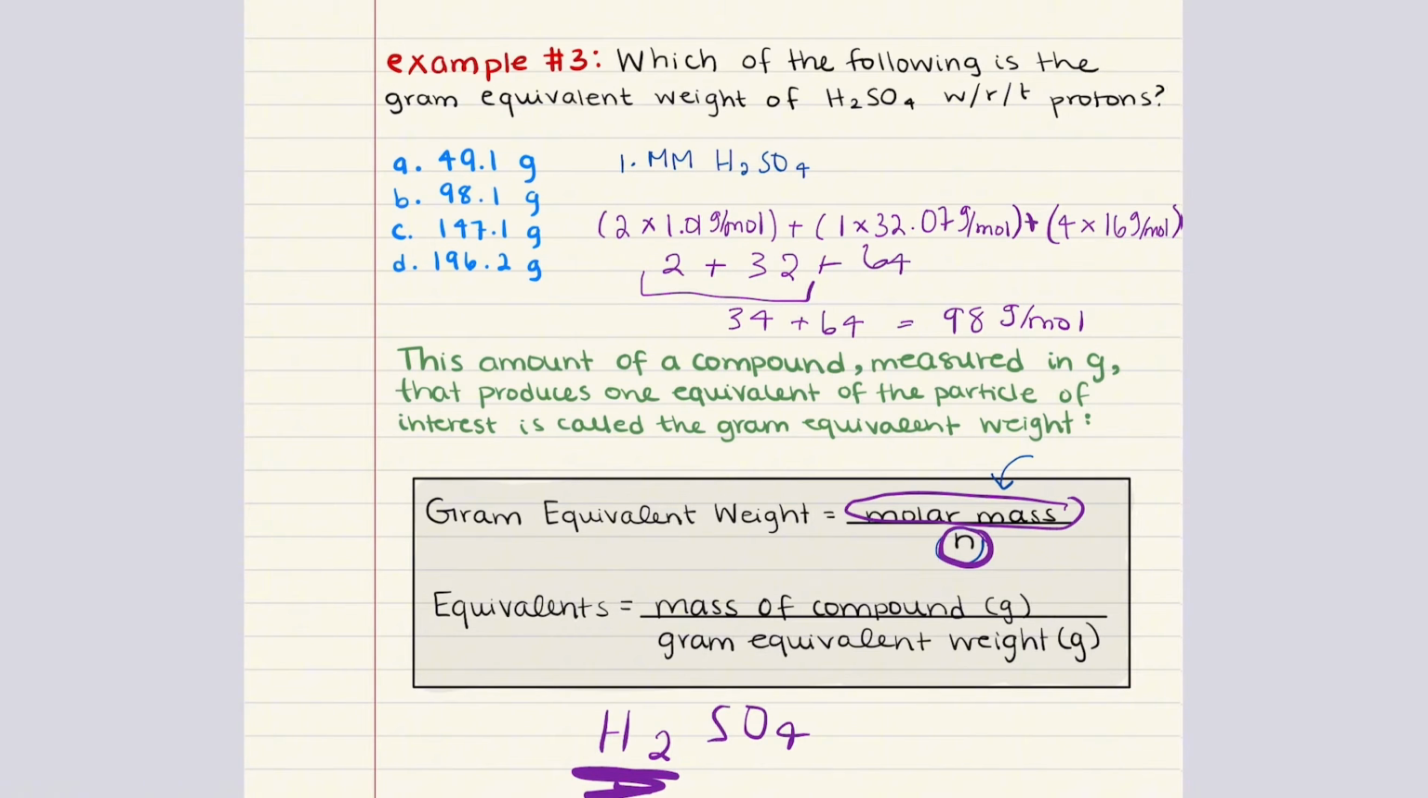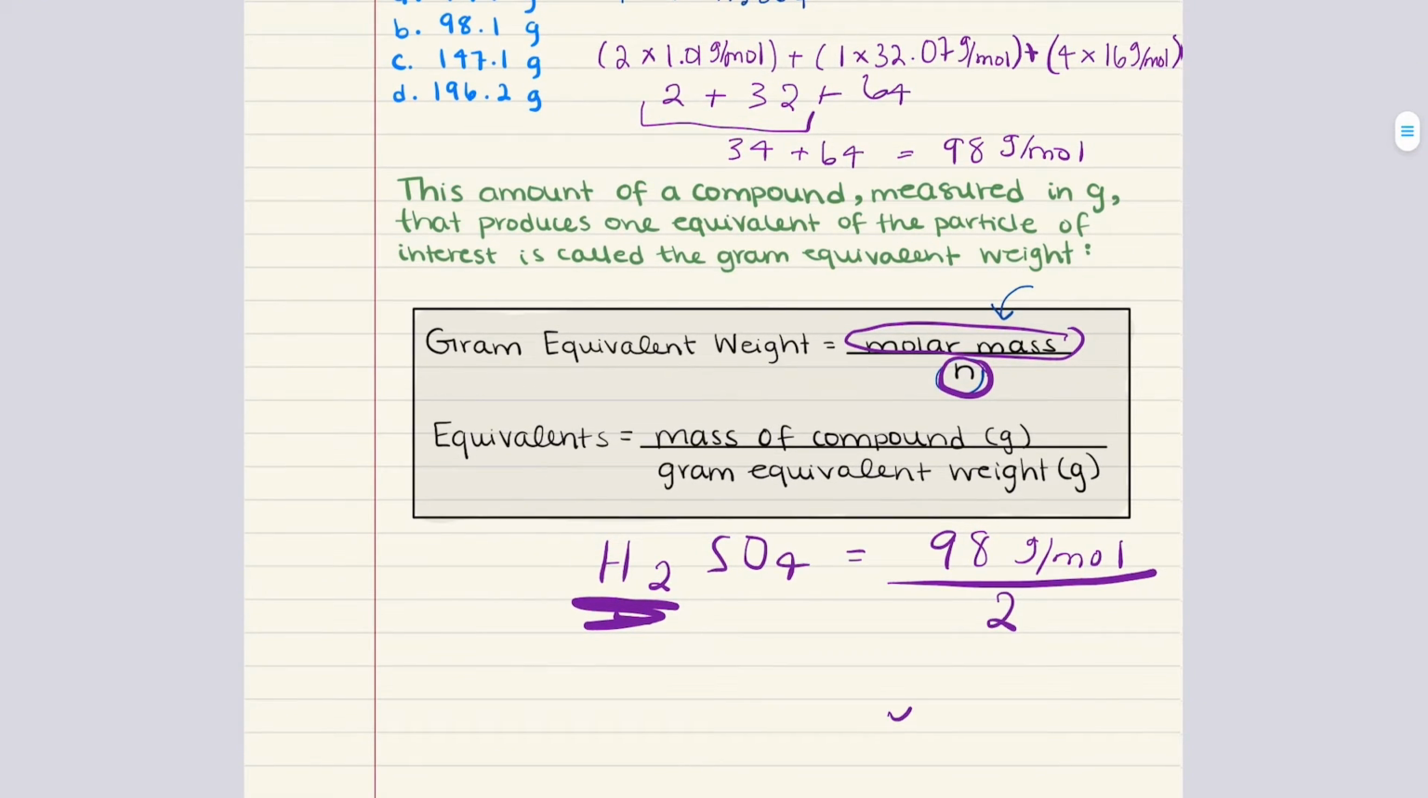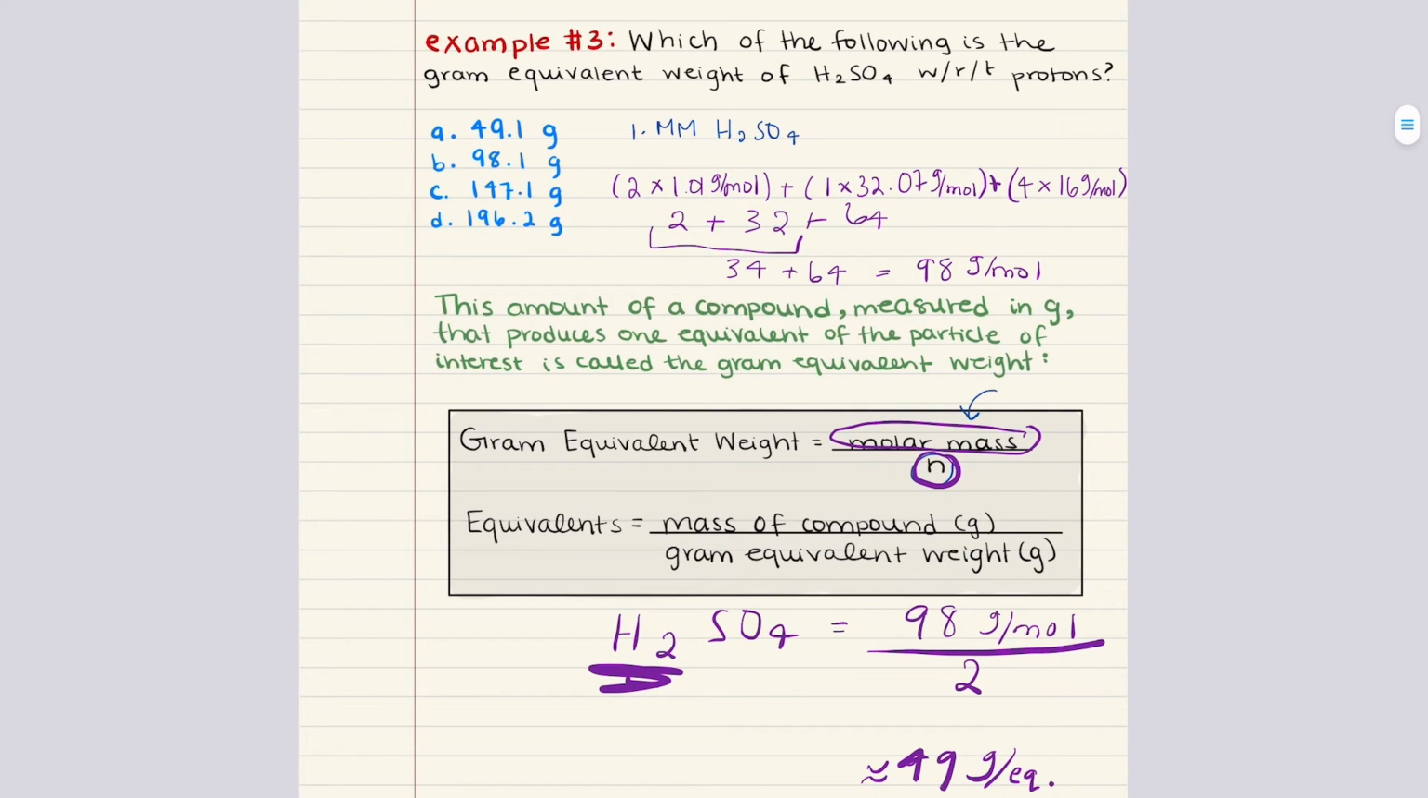Now, the equivalent weight is going to be calculated here by dividing the molar mass by the number of protons it can donate. And so that's going to equal 98 grams per mole, because that's the molar mass of sulfuric acid, divided by 2, because that's the number of protons that sulfuric acid can donate. 98 divided by 2 is approximately 49. 49 grams per equivalent. And so that's what we're looking for as our answer. If we look at the answer choices, that's going to be answer choice A. So problem 3 is A.